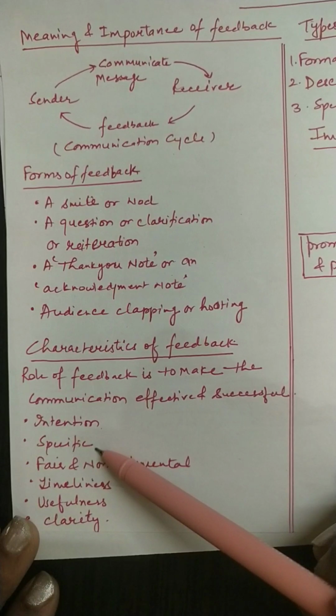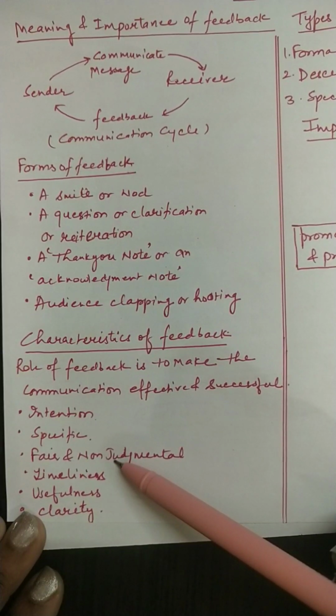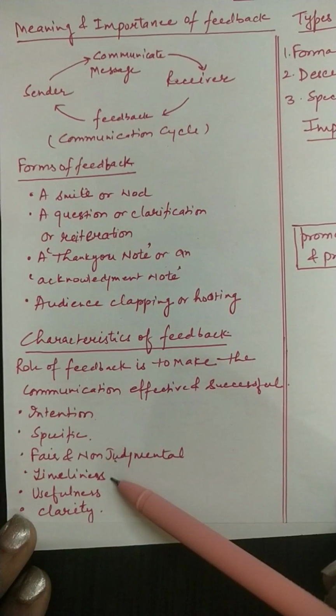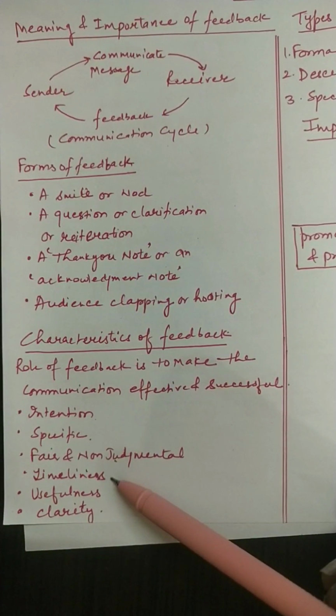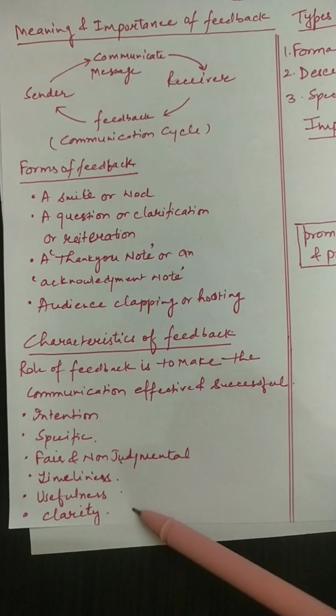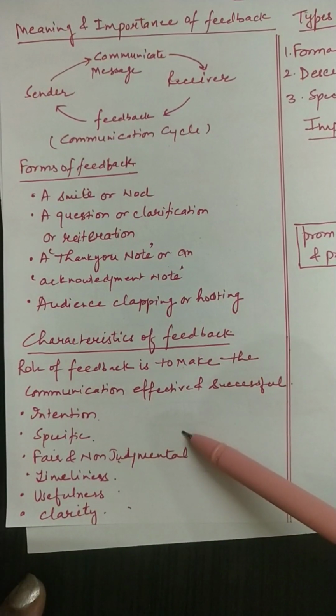Then fair and non-judgmental. What does it mean? It does not pass judgment on the message. It merely expresses whether the message is received in the right form or not. Clear? Now, timeliness means effective feedback is one that intimates the sender about the message in time. Clear? Usefulness: effective feedback is something that aims to improve the overall communication. It should be useful. Clear? Clarity: the feedback must be clear in its form and should be in an understandable format. Clear? So these are some characteristics of effective feedback.